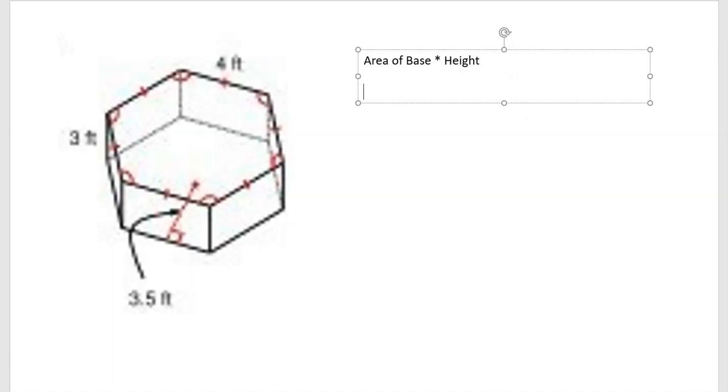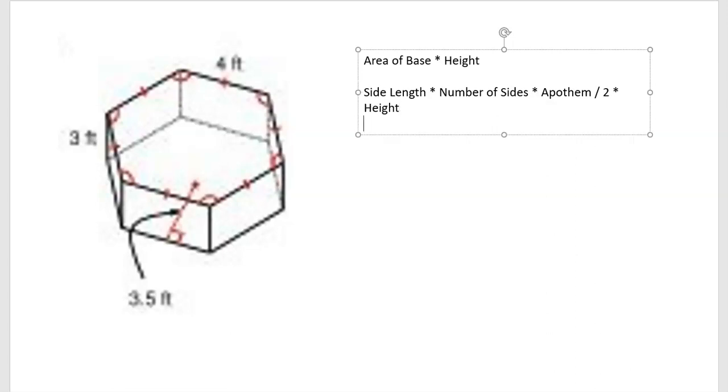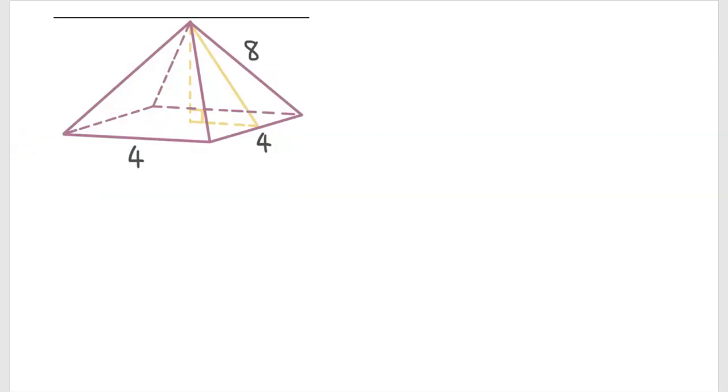So area of the base is going to be side length times the number of sides. Do not forget the number of sides. Times the apothem divided by 2. Again, you're dividing by 2 and then times the height. So the side length here is 4. The number of sides is 6. The apothem is 3.5, divided by 2, times the height. So then we do 4 times 6 times 3.5 divided by 2 times 3, and we get 126.